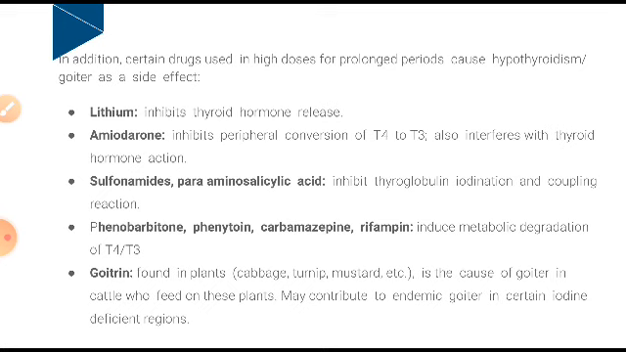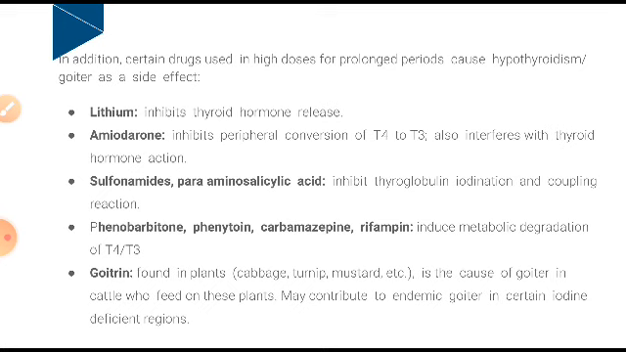Other than this classification, we have some more drugs which act directly or indirectly on the functions of thyroid hormone. Lithium inhibits thyroid hormone release. Amiodarone inhibits peripheral conversion of T4 to T3 and also interferes with thyroid hormone actions. Sulfonamides and para-aminosalicylic acid inhibit thyroglobulin iodination and coupling reactions. Phenobarbital, phenytoin, carbamazepine and rifampin induce metabolic degradation of T4 and T3. You can understand these are also drugs that come under drug interactions of thyroid hormone.